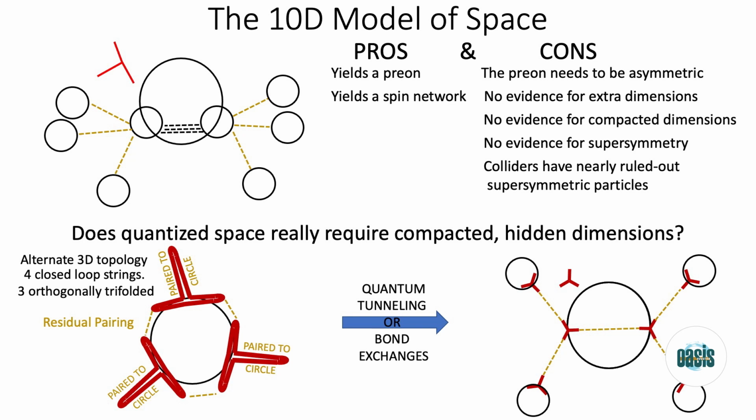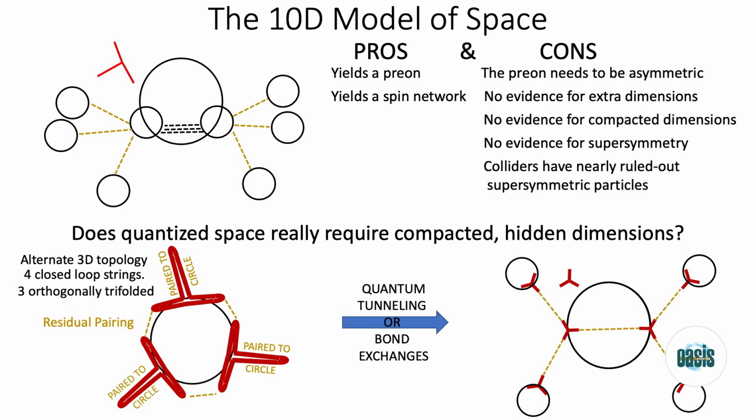The pros of that are we got a preon out of it, and we got a spin network out of it. The cons are that the preon has this weird structure. It's asymmetric. There's no evidence for the extra dimensions, no evidence for compacted dimensions, no evidence for supersymmetry. So does quantized space really require compacted dimensions?